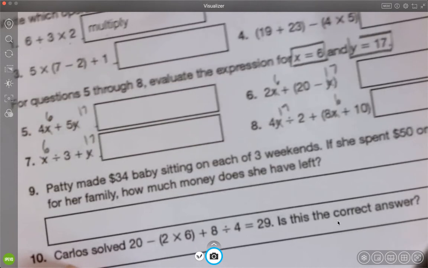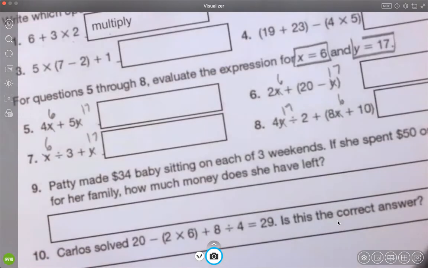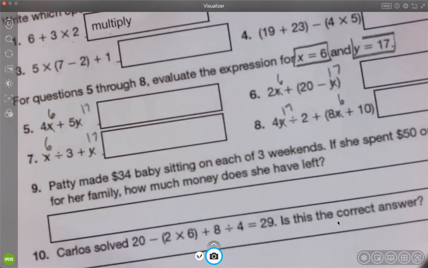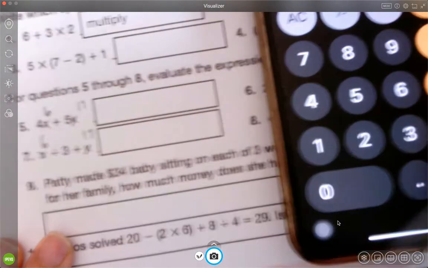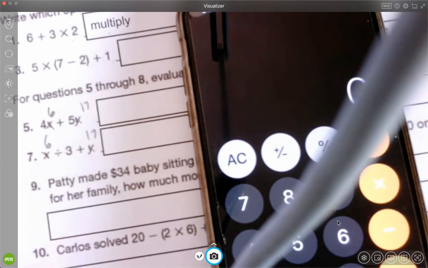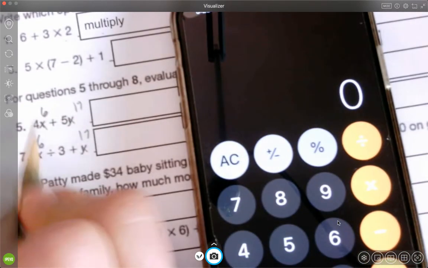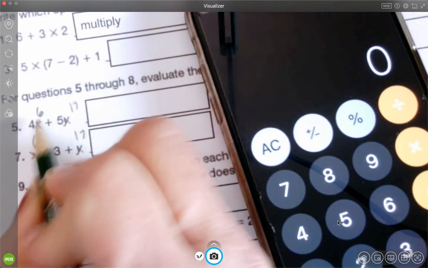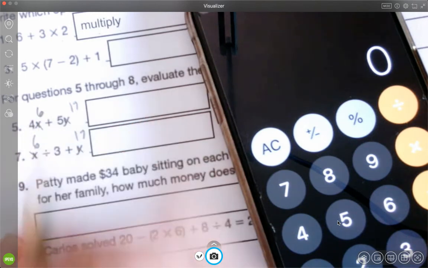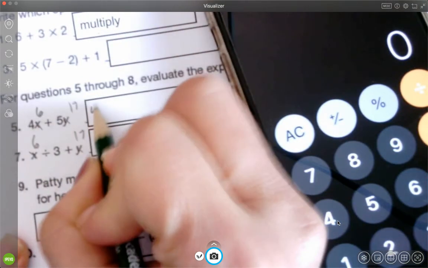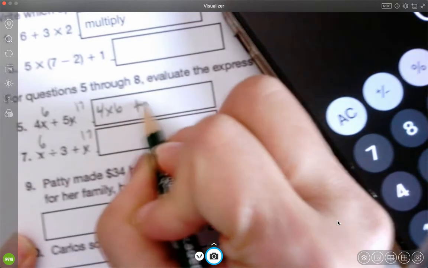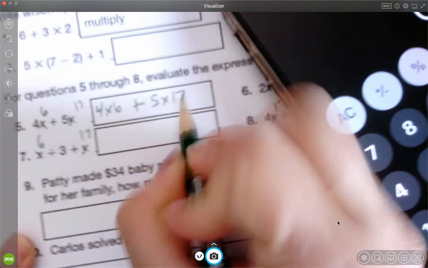Now, the next thing I need to do is when a number is next to a number, that means to multiply. And I did tell you could use a calculator on this, and I'm going to show you this first one here. I'm using my phone calculator. You could use one on the Chromebook. So if I have my first problem here, when I have 4x, it means 4 times 6. So this problem really is 4 times 6 plus 5 times 17.